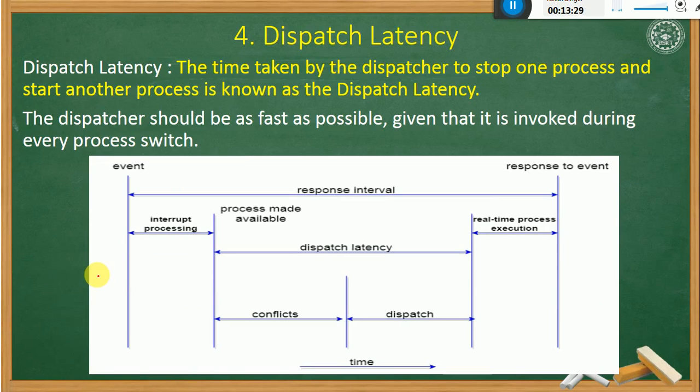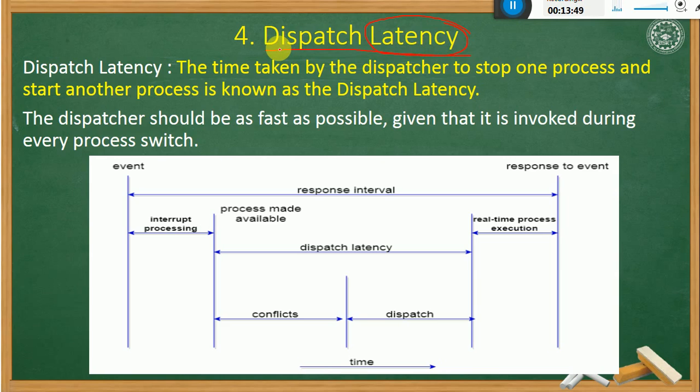The next terminology is very important, that is dispatch latency. Latency is nothing but a time period. When the word latency comes, it is relevant to your digital techniques. Latency is nothing but a time slot, it is a gap.